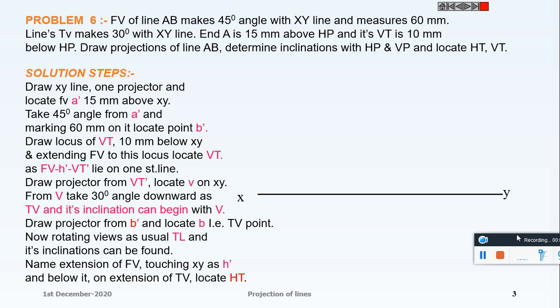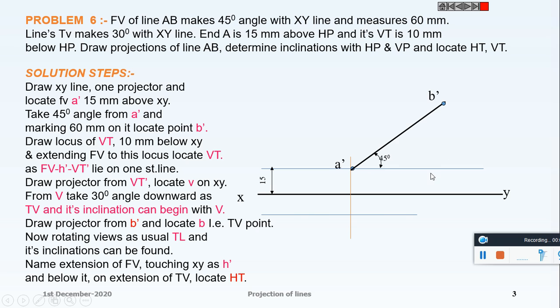Draw the XY line first. Draw a vertical line. A dash is 15 mm above XY line. Its angle is given as 45 degrees. Mark 45 degrees. And the length of the line is also given as 60 mm. Measure 60 mm. It is also drawn here. So we get the point B dash, which is the required front view of the line A dash B dash.